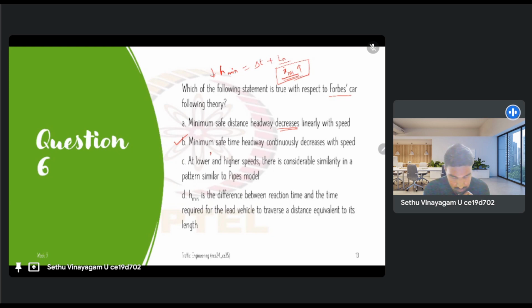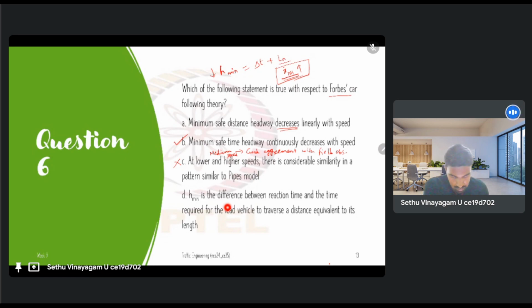At medium speed ranges, there is a good agreement with the field values. Medium speed, good agreement with field observation, right? But at lower and higher speed, there is considerable deviation. But C says otherwise, right? So actually, there is considerable similarity in the medium speed ranges, and there is a deviation at the lower and higher speed ranges.